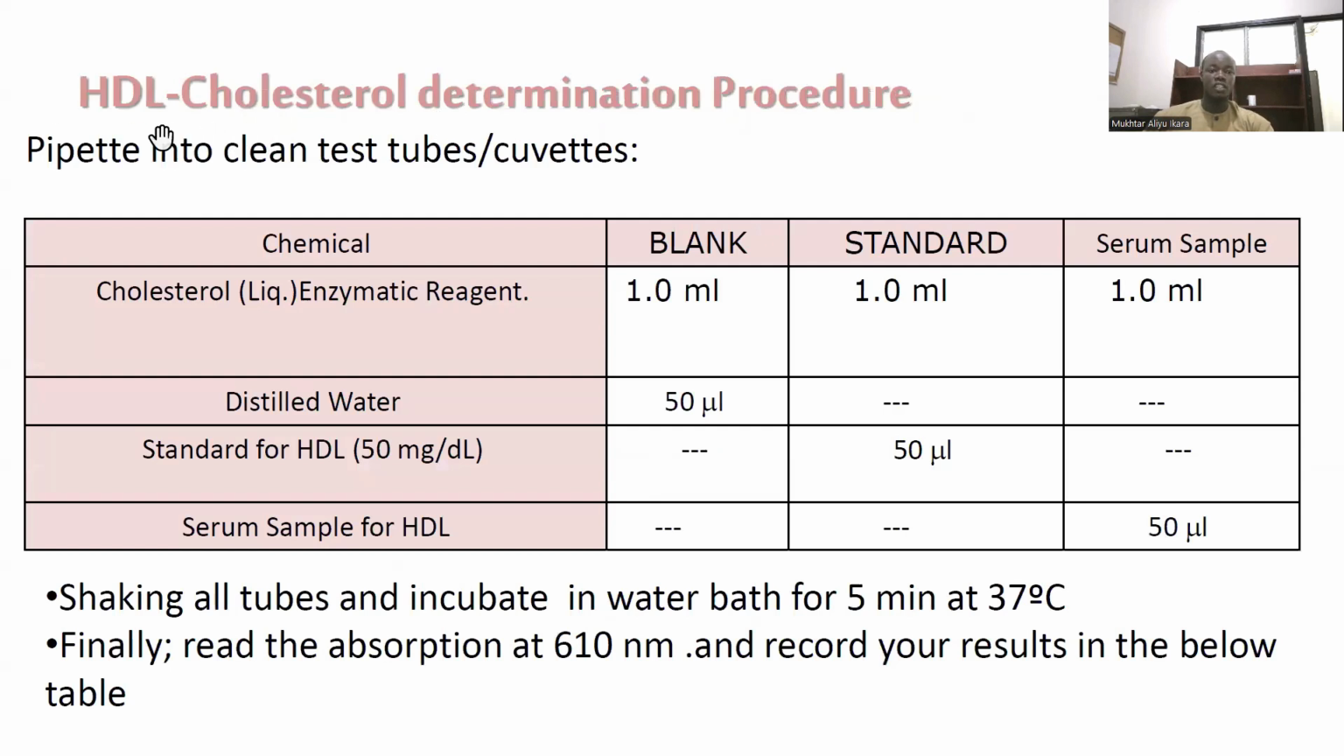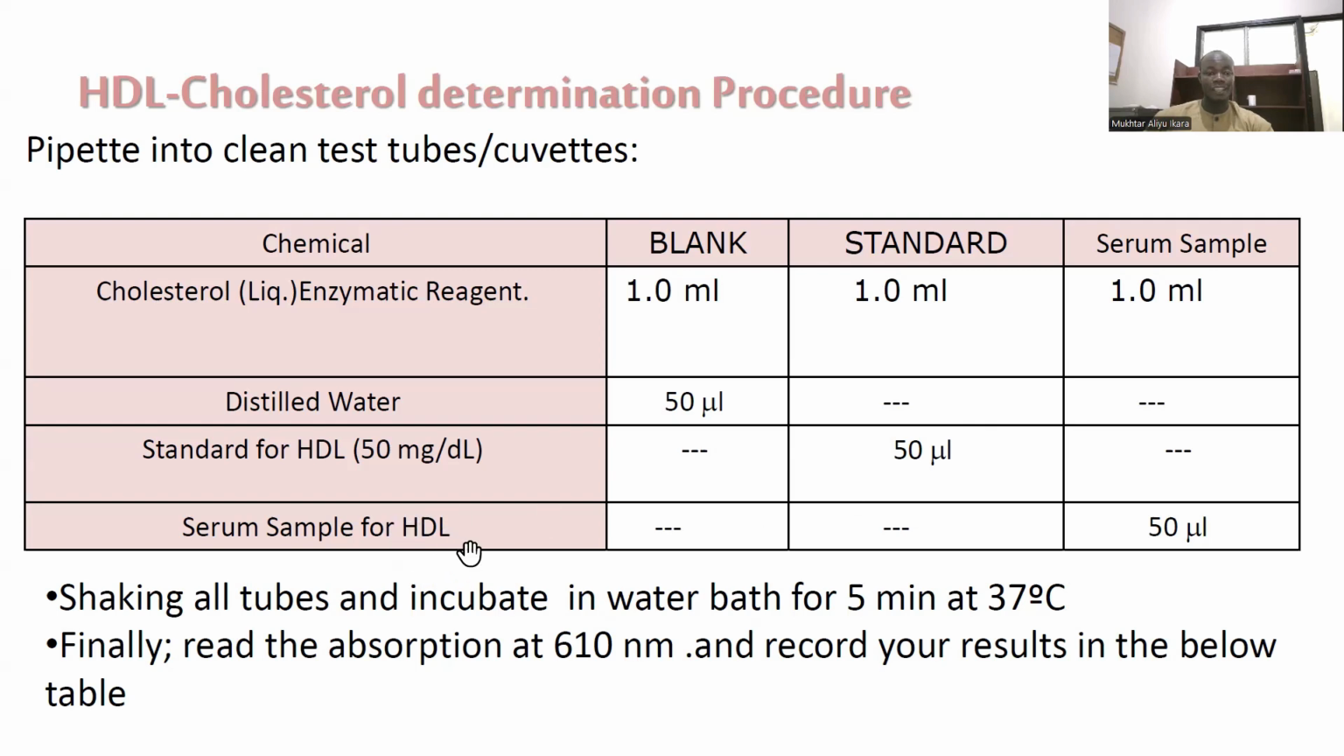So this is how to carry out the HDL cholesterol determination. You have cholesterol enzymatic reagent in each of the 3 test tubes. You add 1.0 mL to all the 3 test tubes, for the blank, standard, and the serum sample. After you do that, you add 500 microliter of distilled water in the blank. Then in the standard, you add the standard for HDL, which is actually 15 grams per deciliter. You add 50 microliter into the test tube containing 1.0 mL of the kit's cholesterol enzymatic reagent.